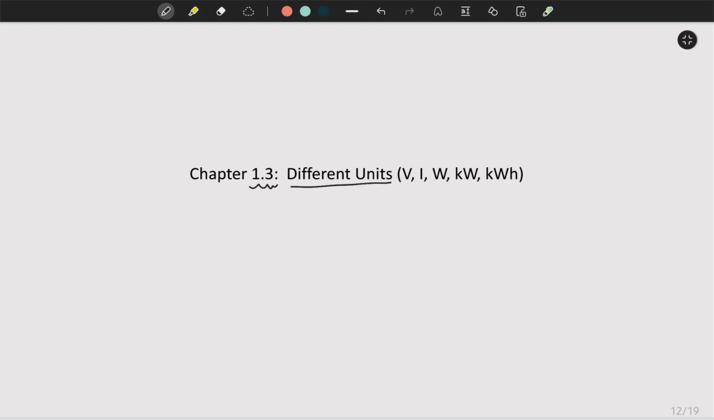So the purpose of this chapter is to understand the meaning of these different units, and how the value of these units affects our decisions. Okay, so let us understand these units one by one.